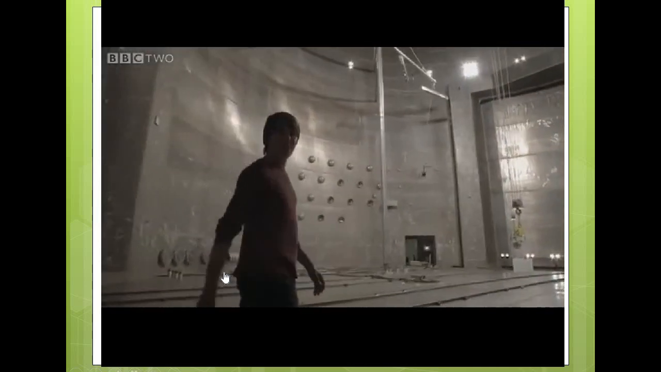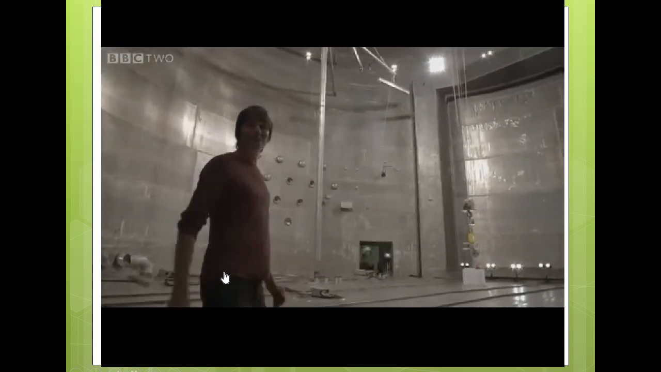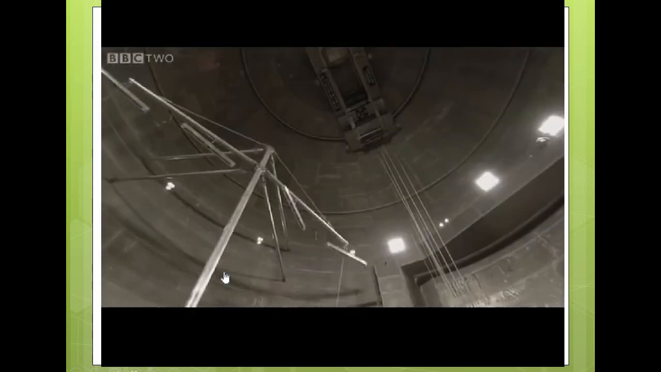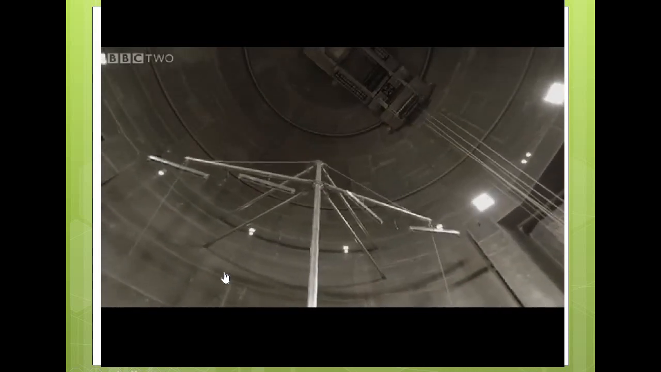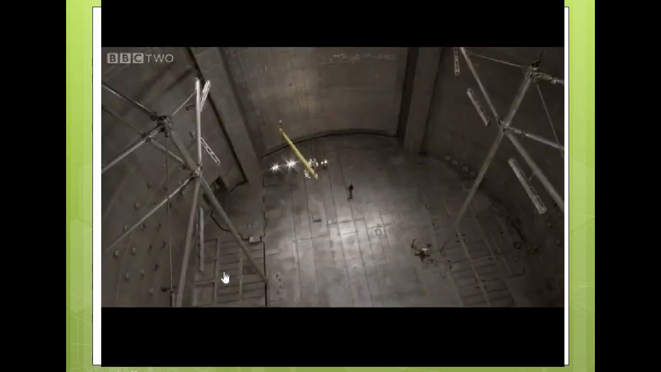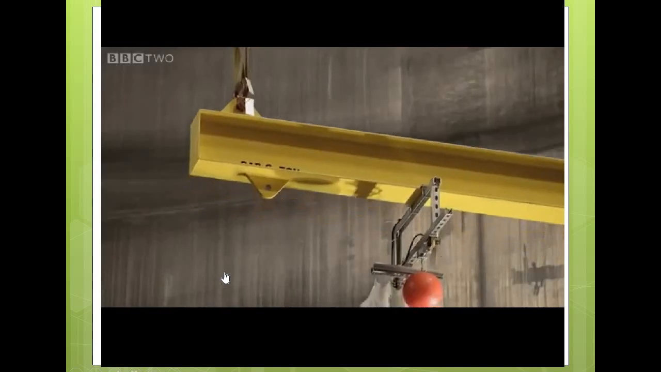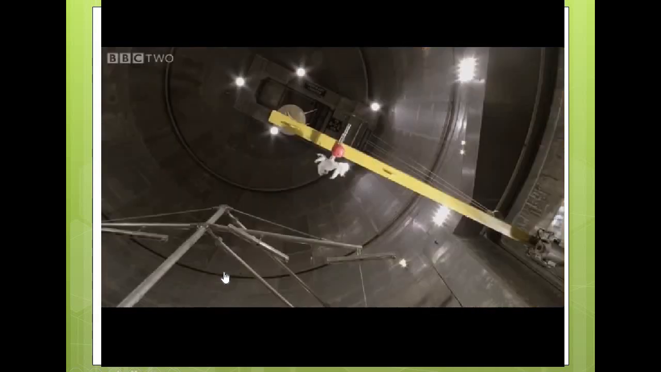This is NASA's Space Power Facility near Cleveland, Ohio, and it is the world's biggest vacuum chamber. It's used to test spacecraft in the conditions of outer space, and it does that by pumping out 30 tons of air. Galileo's experiment was simple. He took a heavy object and a light one and dropped them at the same time to see which fell fastest.